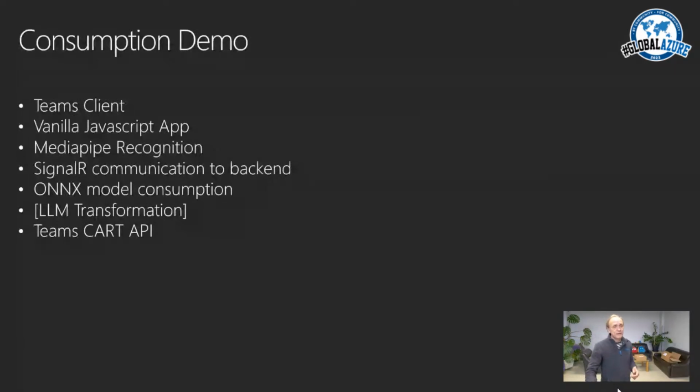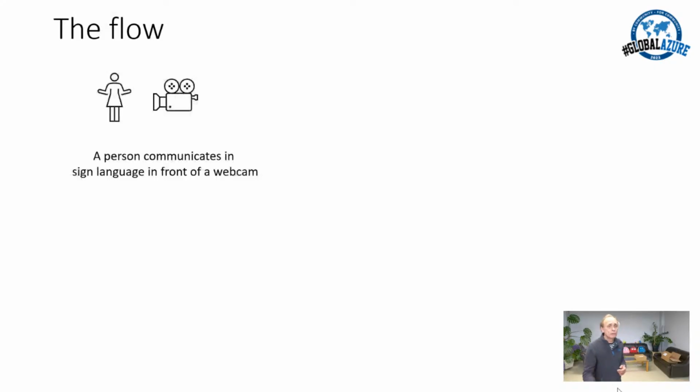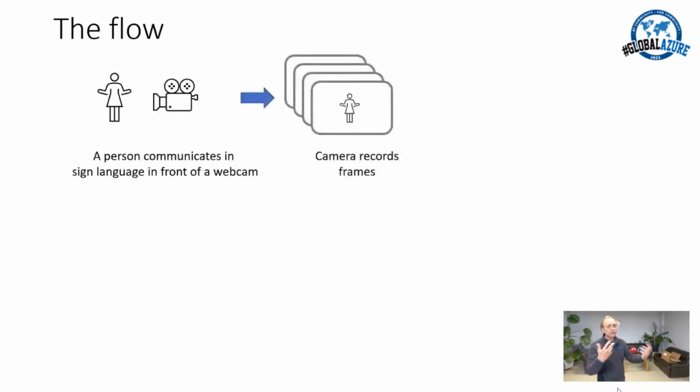And we are using different technologies here, like MediaPipe, SignalR, the model that Marco prepared before, and the Teams Chat API to use that model. So how does the flow look? First, a person in front of a computer, in front of a Teams meeting, is doing a sign in sign language, and next, the camera collects all the frames.